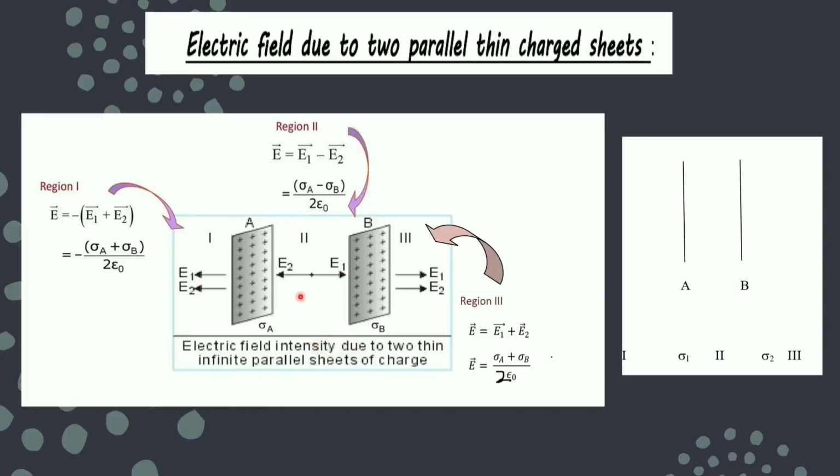Now we have only seen that for one sheet, if I want to find the electric field intensity at any point, supposing at point P, which is lying in between the two sheets, then it is given by sigma upon 2 epsilon naught. So if I am finding due to the first sheet, E1 is in this direction, outward, and the value is sigma A upon 2 epsilon naught, or you may write sigma 1 upon 2 epsilon naught. If I am finding due to the second sheet, it will be outward from this sheet. So it is going towards left, E1 is going towards right.